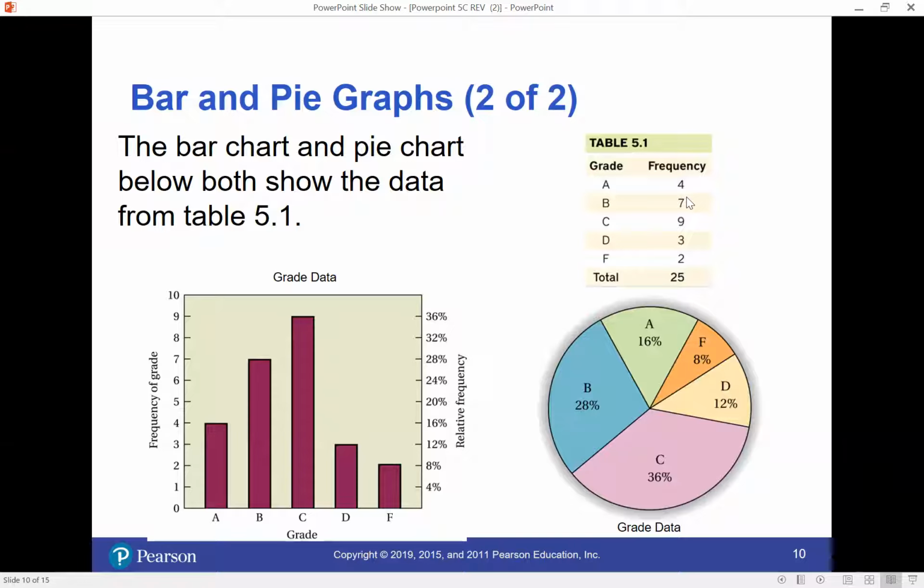7 divided by a total of 25 would give you the 28% for the B's, and so on. So remember, you're going to get a decimal and turn that decimal into a percent when you're making your pie charts.